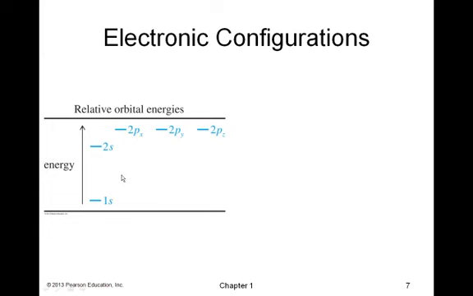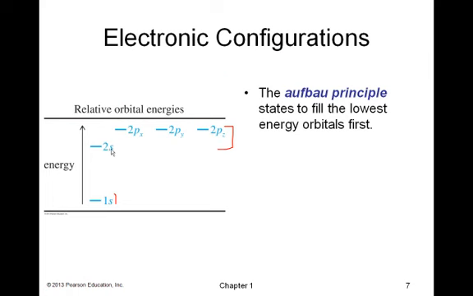In drawing the electron configurations, okay, we have these different shells. You have the first shell, and then you have the second shell. In the second shell, we have the 2s and the 2p orbitals.